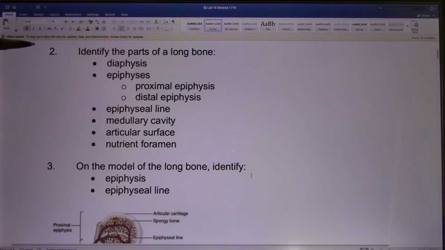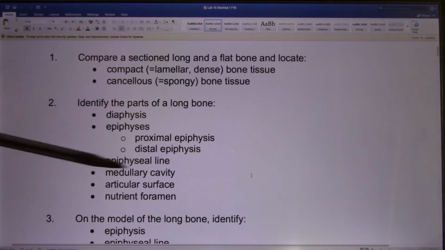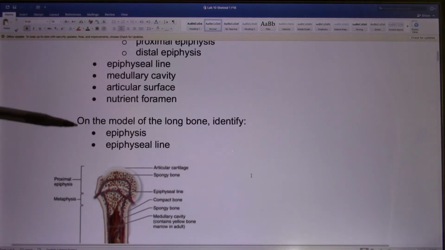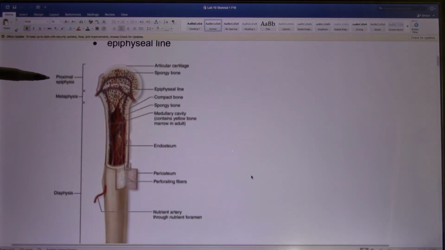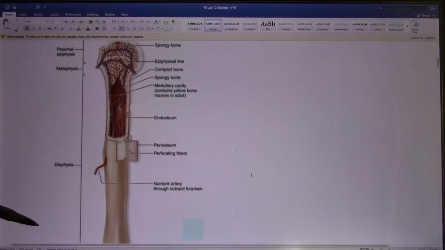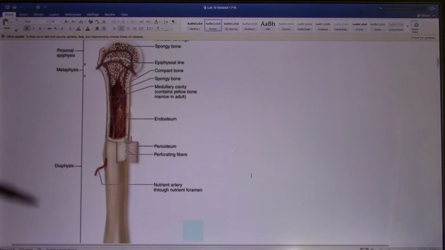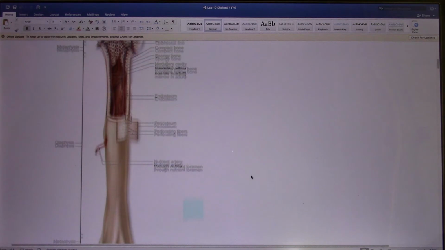If you don't have the atlas and sometimes I tell you the atlas page, that's actually the atlas page. If you don't have the atlas, it's totally fine. You can use the textbook. This is a long bone structure we talked about in class, and you need to be familiar with the proximal epiphysis, distal epiphysis, diaphysis, and the inside structure.